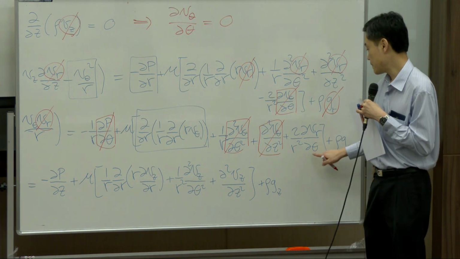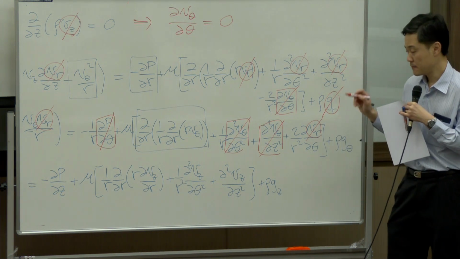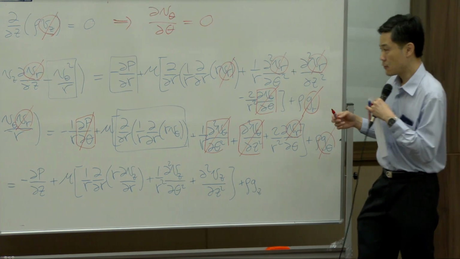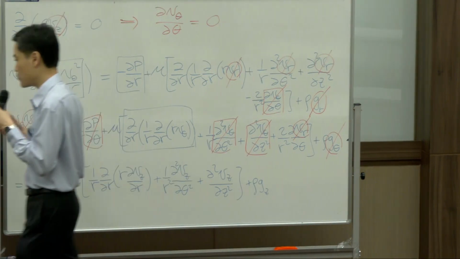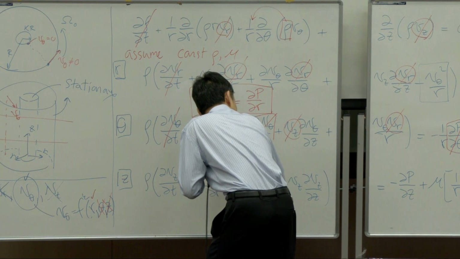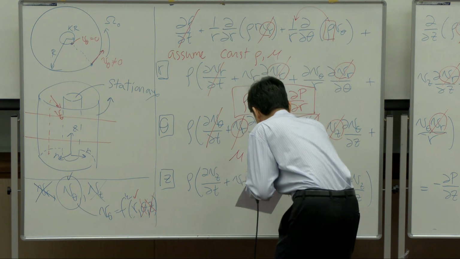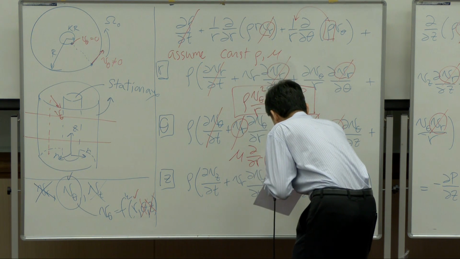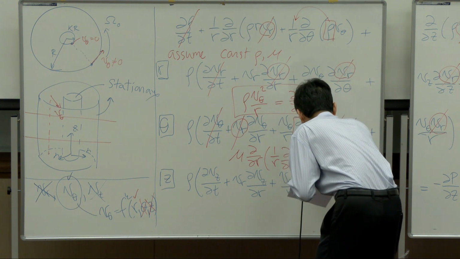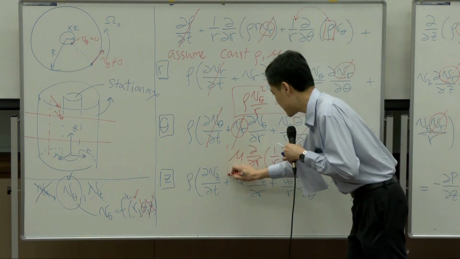Okay? What about this term? VR itself is 0. It's gone. No gravity in angular direction. So what we will have here is only one term equal to 0. So mu dV by d, r 1 over r d by dr, r V zeta equal to 0. Okay, this is zeta equation.